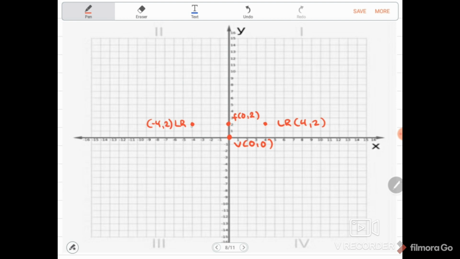Ayan, tapos na yung parabola natin. I-connect lang natin. So, ito. Papunta dito. Then extend lang natin. Don't forget to connect the two latus rectum, no?